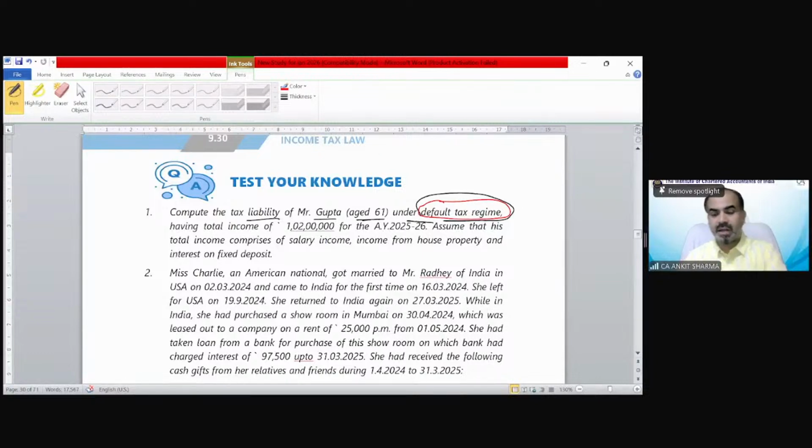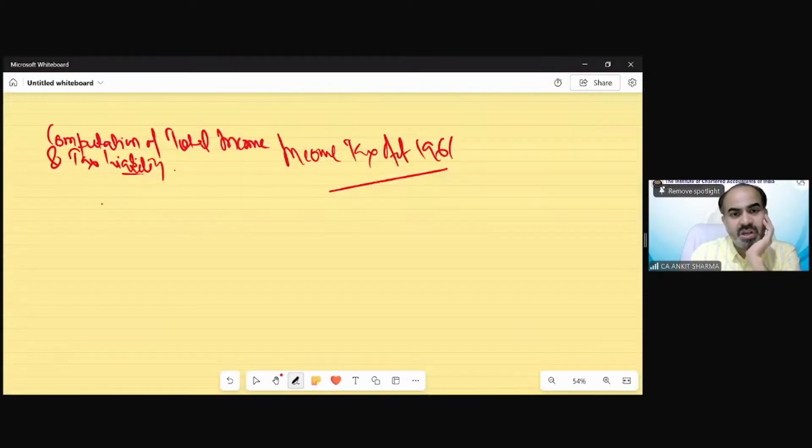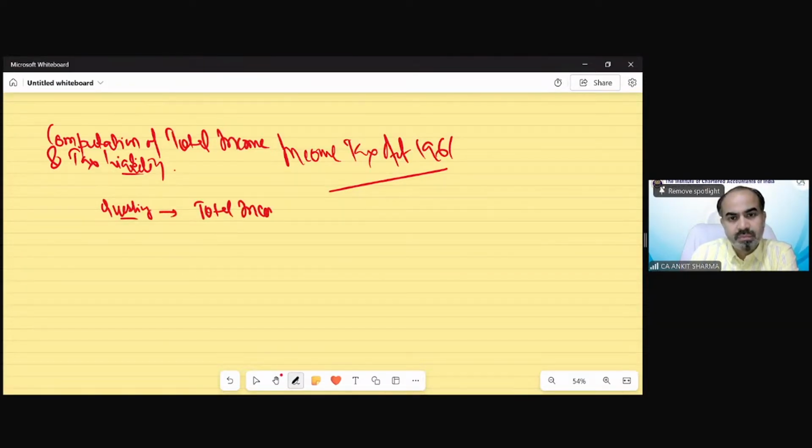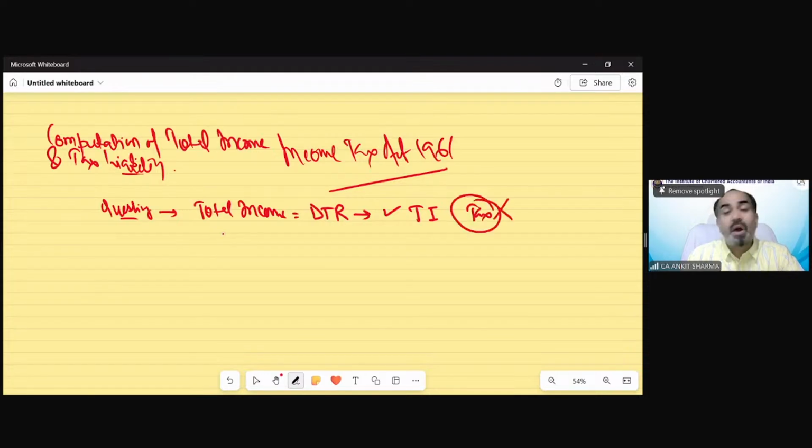before starting the class. If a question asks that kindly calculate total income as per default tax regime, then just calculate the total income as per default tax regime. You do not need to calculate the tax liability without being asked. That will consume your time. So please do not do this.